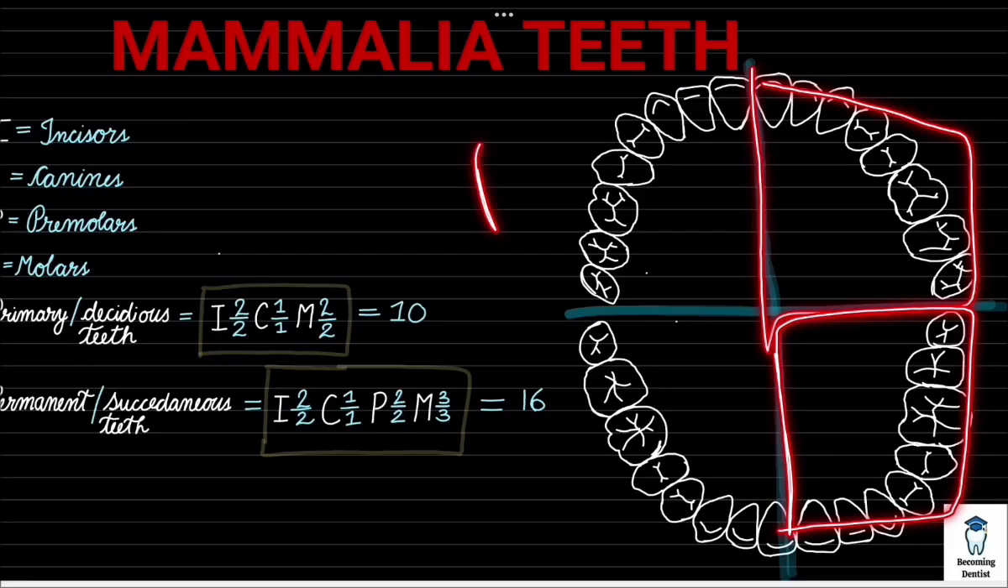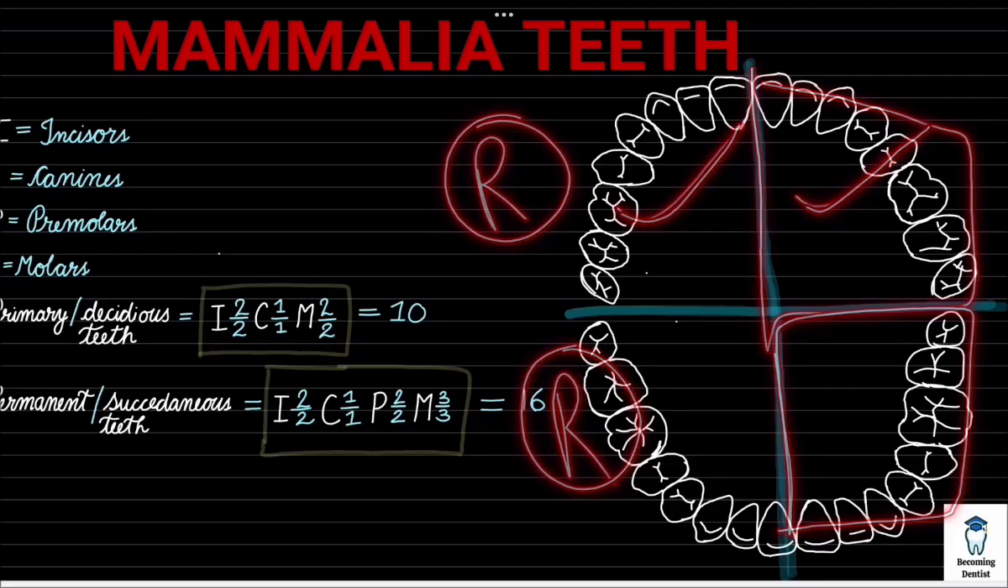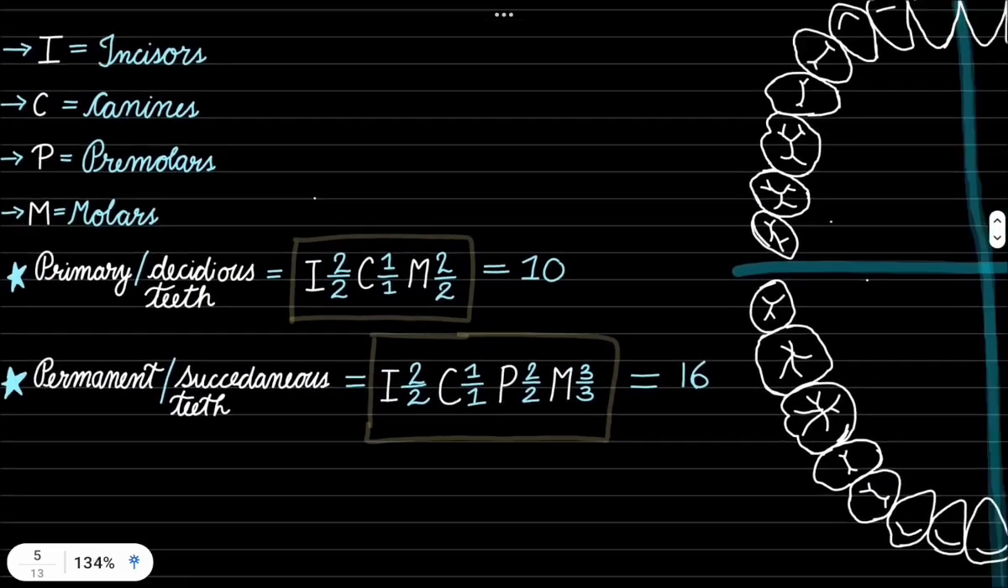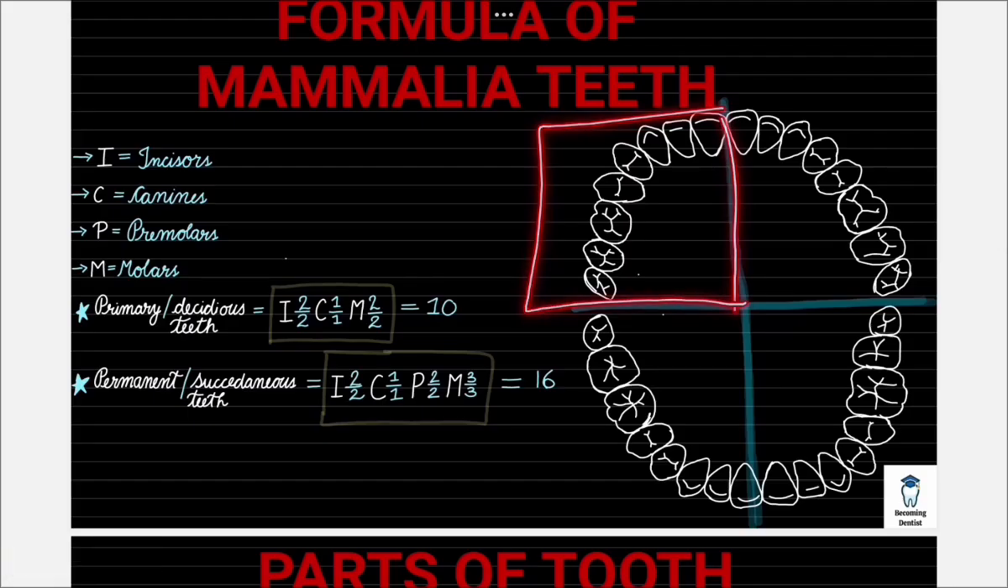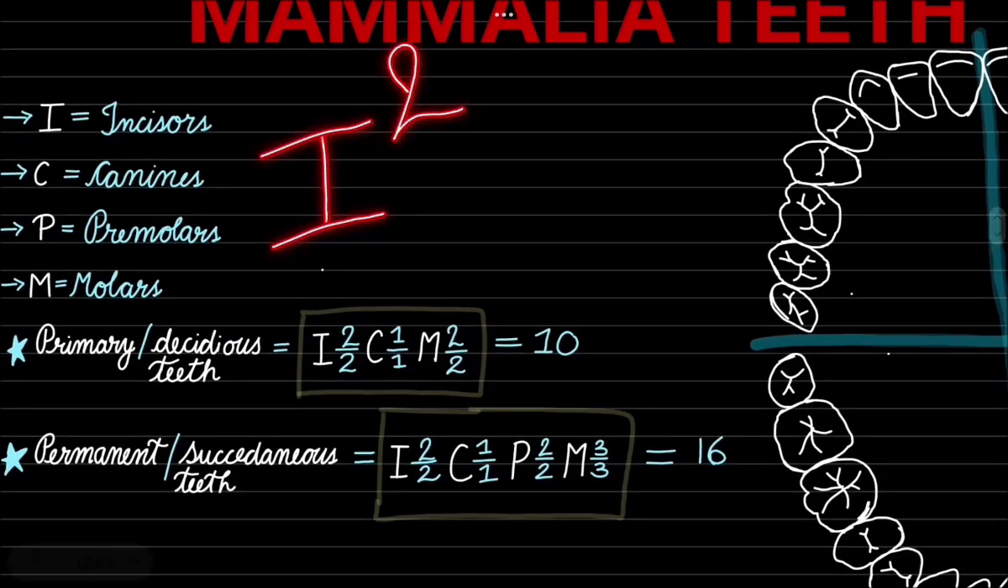So we will be using the upper right arch and the lower right arch, as both the right and the left side of individual arches are similar. So for primary or deciduous teeth, let us suppose we will take the right side. We have the incisors, 2 on the upper side and 2 on the lower side. So we will write it as I, 2 maxillary incisors by 2 mandibular incisors.